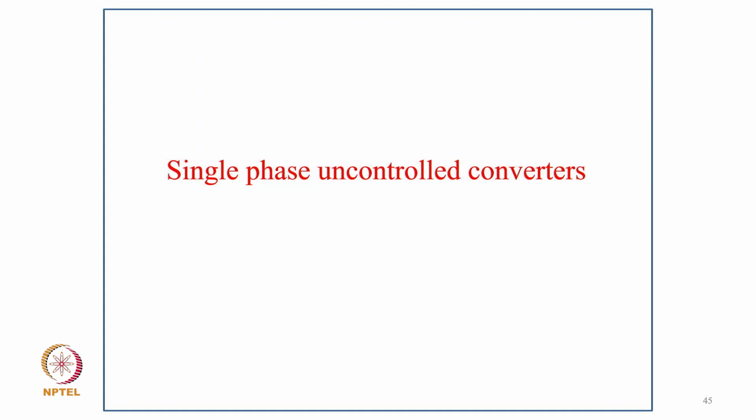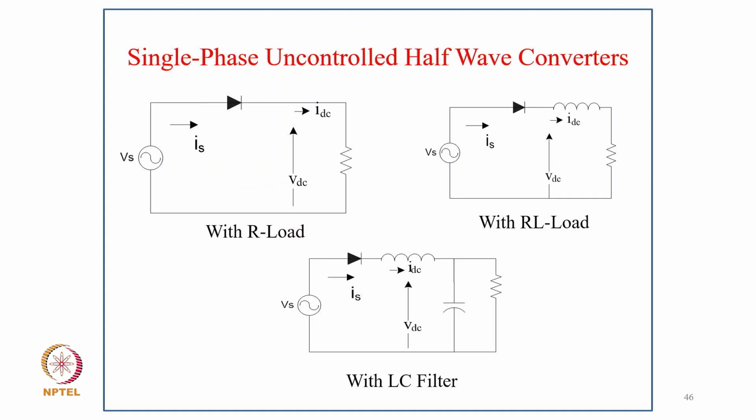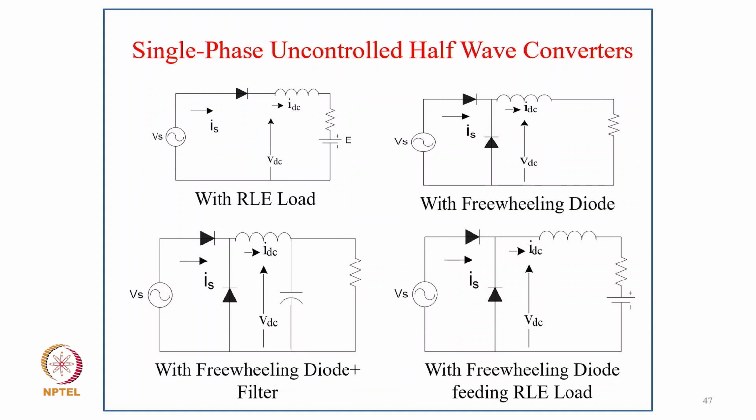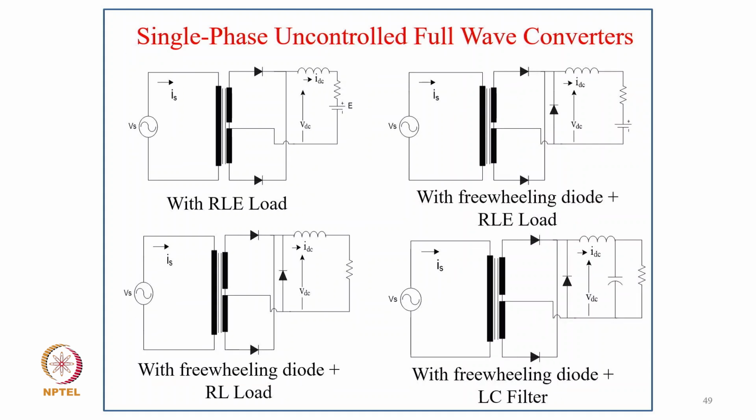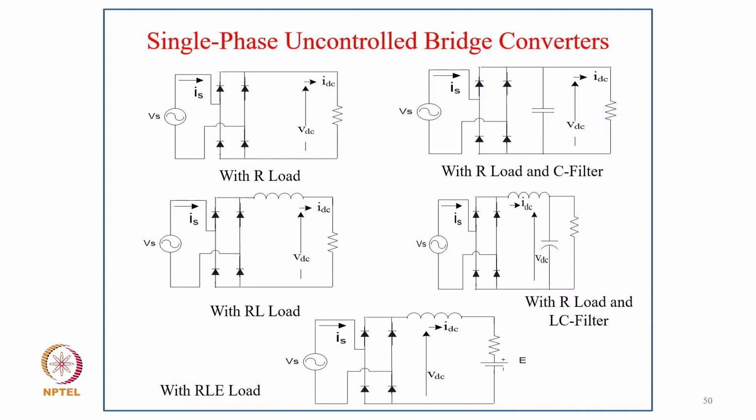Now coming to the single phase uncontrolled converter. These are the typical circuits: with R load, with RL load, with LC filter, then the RLE load, then with a freewheeling diode, freewheeling diode with LC filter, and then freewheeling diode with RLE load. So single phase uncontrolled with resistive load, with RL load, with LC filter and with C filter. So you can have different kinds of applications with different kinds of filters.